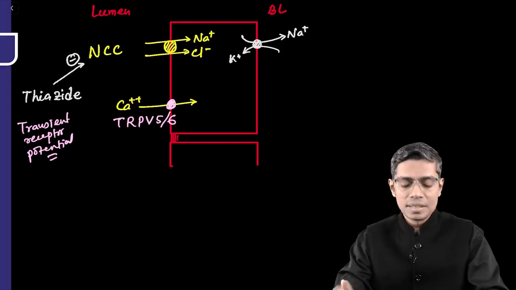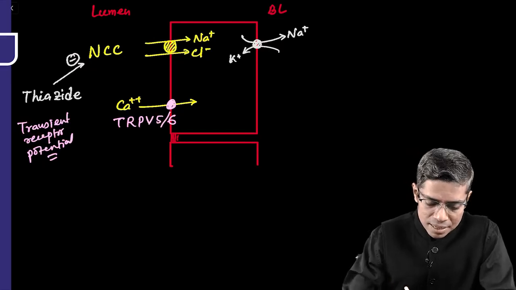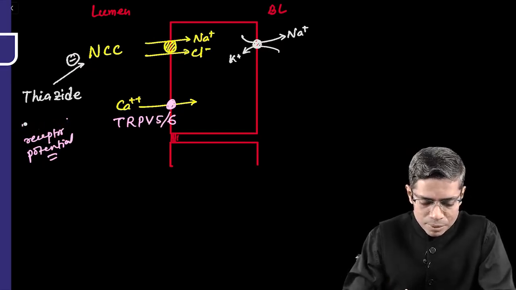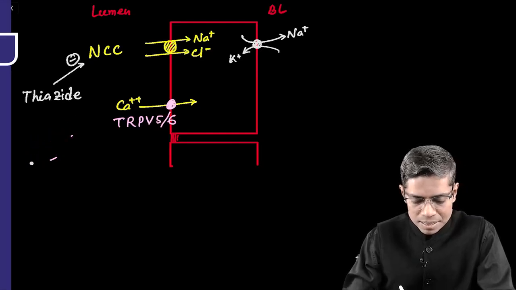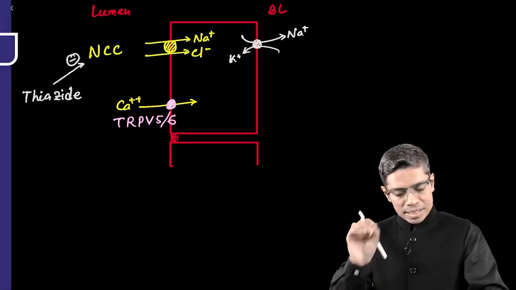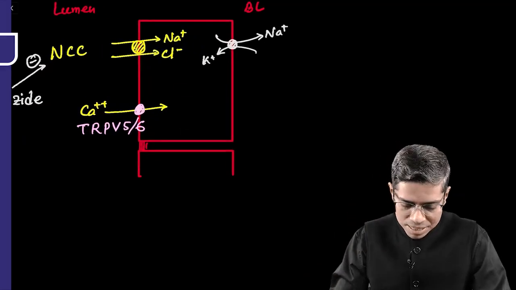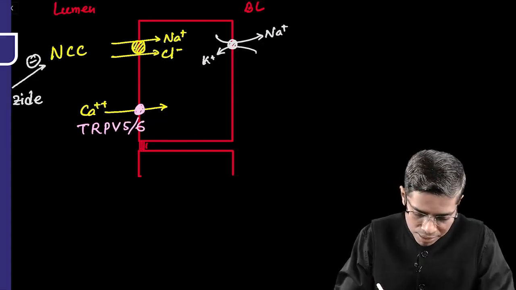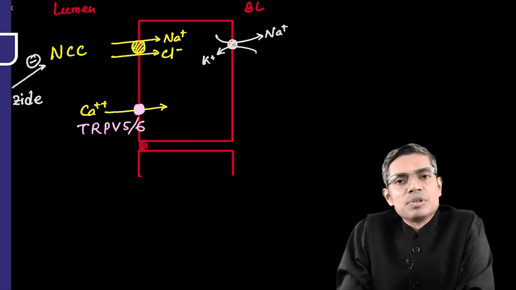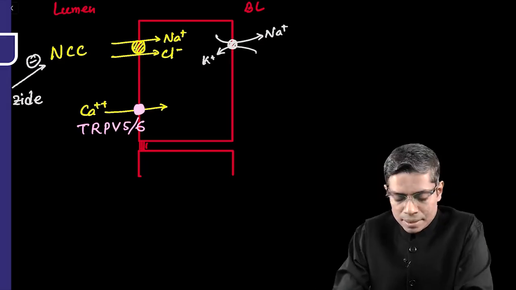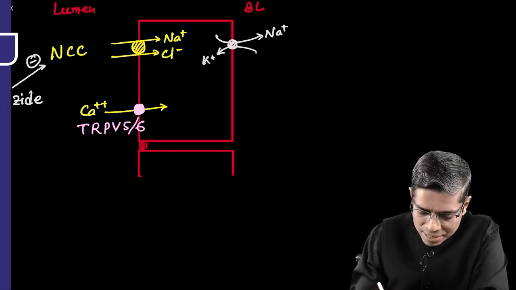This channel you will read in detail in the central nervous system. We will discuss the pain receptor, nociceptor discussion. That time the detailed version will be dealt with. But for the time being, remember the same TRPV is also there at the luminal membrane of DCT, which is helpful for reabsorption of calcium. Then the calcium will enter inside the cell.